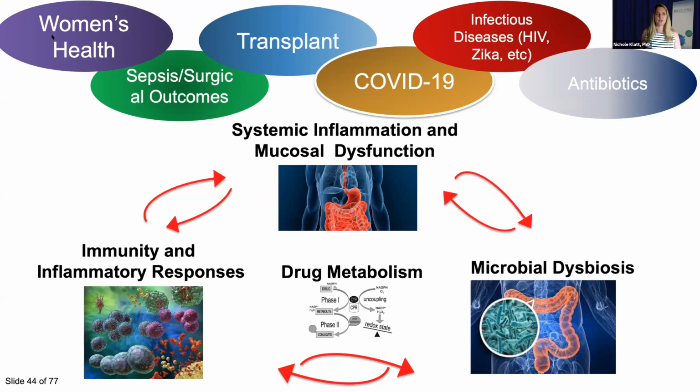So going back to my little schematic here, we're doing a lot in my lab with all of these different things. We're working on multiple different platforms and diseases, but where this whole interchange of inflammation, mucosal dysfunction, microbial dysbiosis, and immune inflammatory responses are all associated. And now, we're adding this factor of drug metabolism into it.